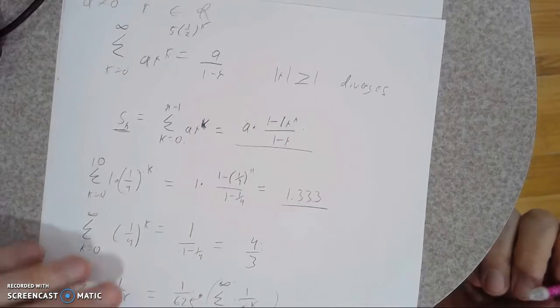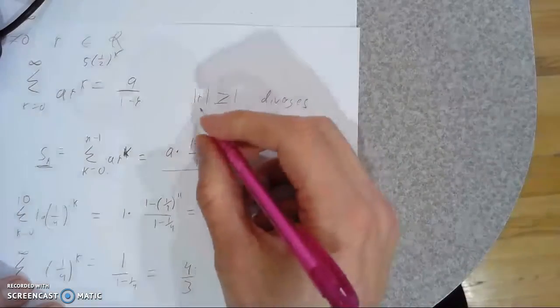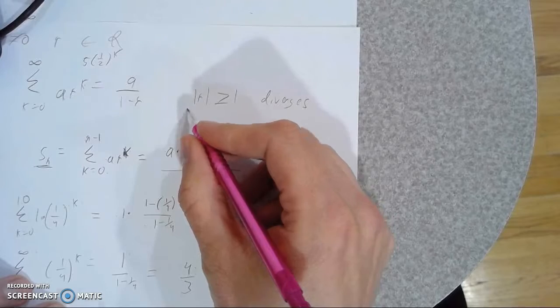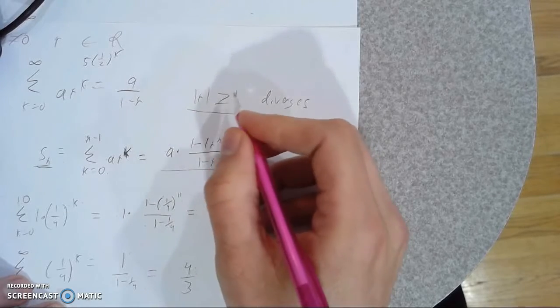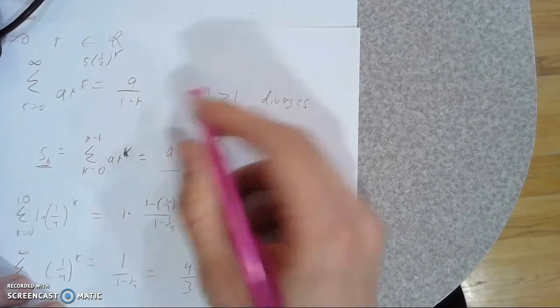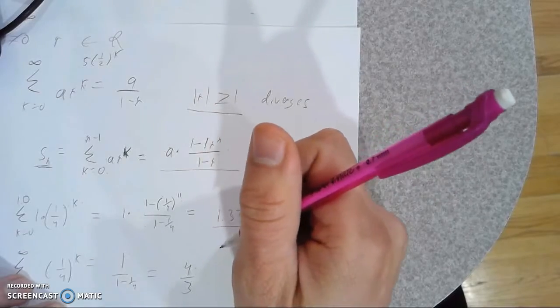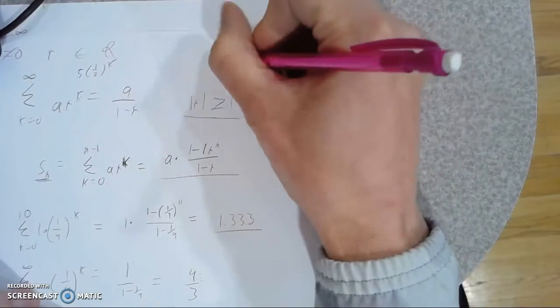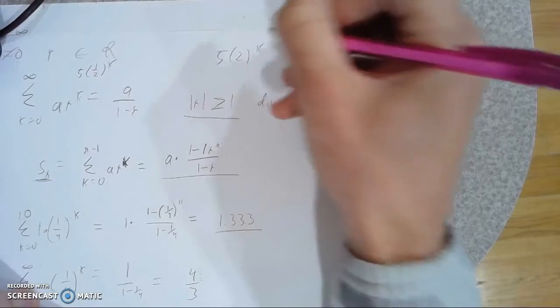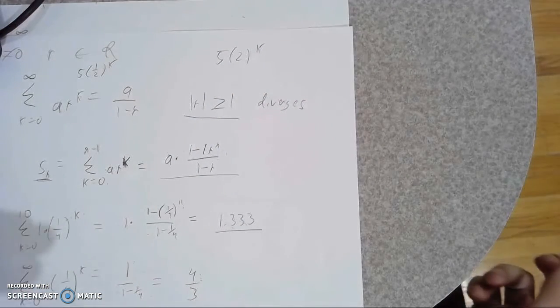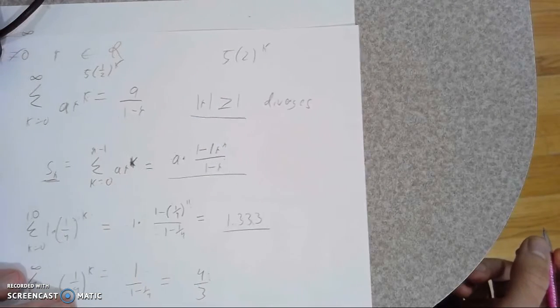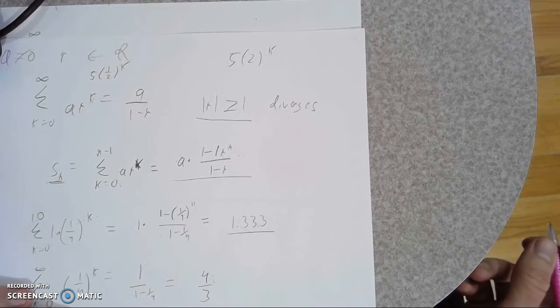The other thing that we didn't do here was something that we talked about the other day in class. If your r is greater than or equal to 1, these series are going to diverge. So that's something we know. If I took like 5 times 2 to the k, I know that's going to blow up, right? So we didn't spend time on that here, but there's a reminder.